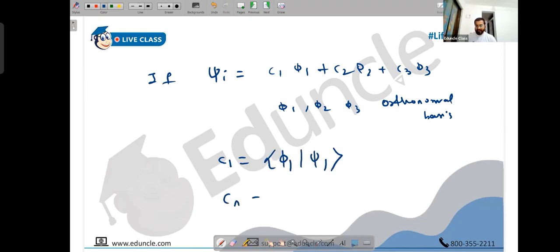Nice way to write. So Cn we can write as phi n psi I: phi 1 psi I, then phi 2 psi I, and similarly phi n psi I. Any questions, anyone? Please ask. Write this as a note. A different way to write constants, a complicated way.